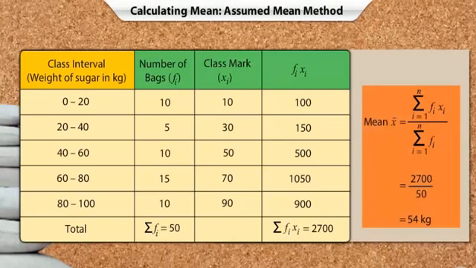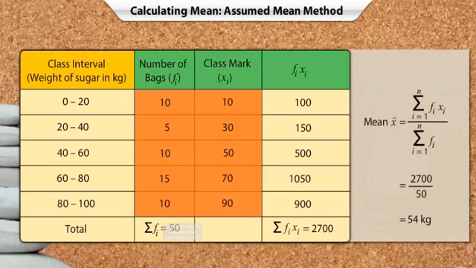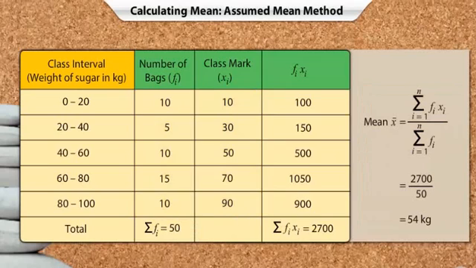Mean could be calculated using the direct method, but sometimes the frequency, Fi, and the class mark, Xi, are large numbers, and the calculations using the direct method become lengthy and tedious. In this case, we use the assumed mean method to calculate the mean.